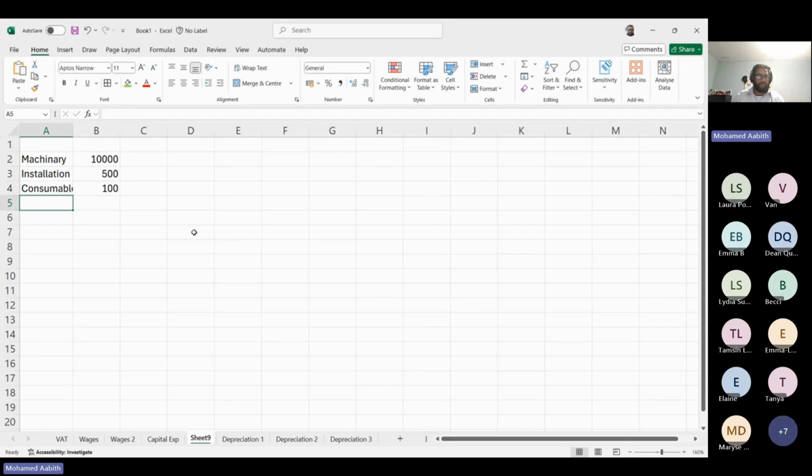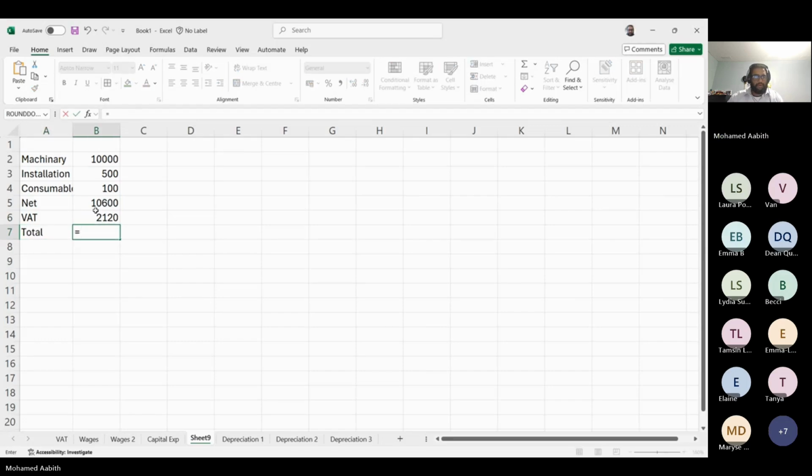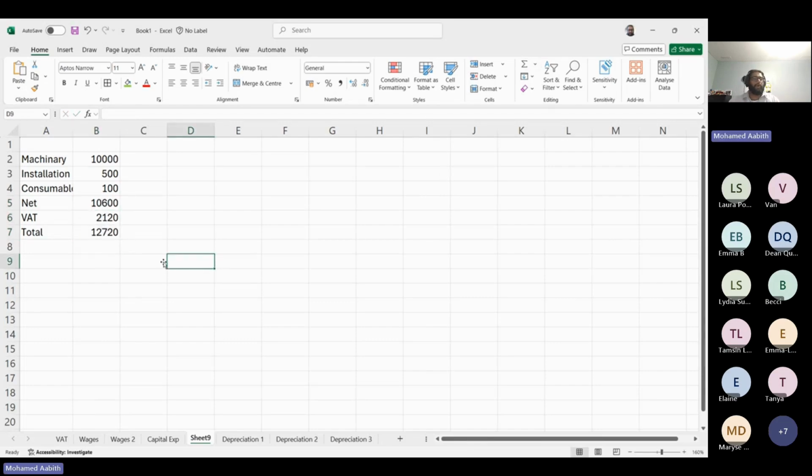100 pounds. Subtotal net is 10,600. And then also I have VAT equal to that divided by 5. And then total equal to how much? So this is the scenario here.